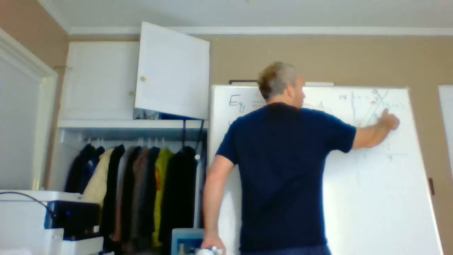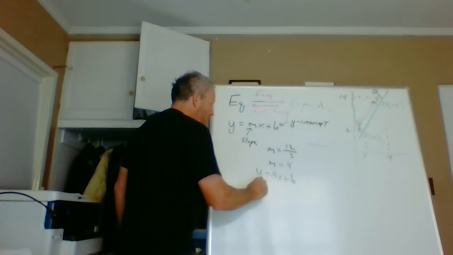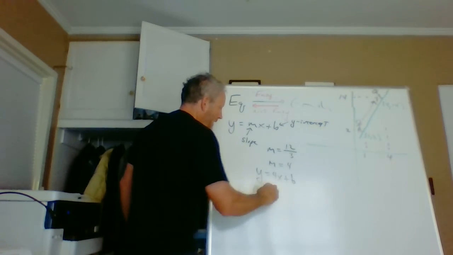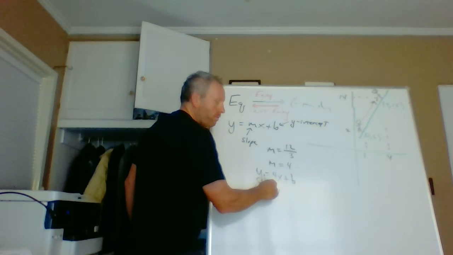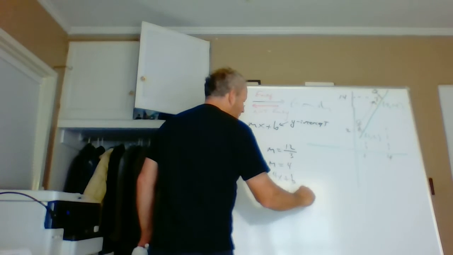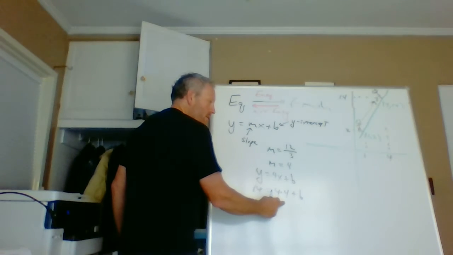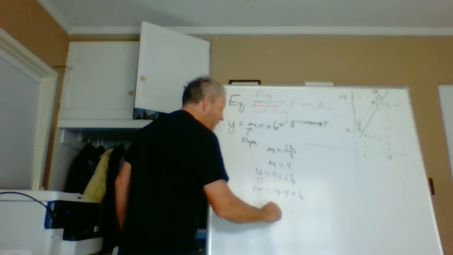The y coordinate is 14. The x coordinate is 4. So for y, I'll put in 14, and for x, we'll put in 4. That's just a coincidence, those two are 4. Times 4 plus b. Let's see, this is 16. Subtract 16 from both sides, and you get b equals -2.